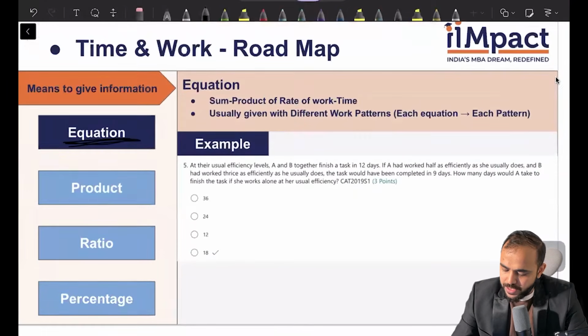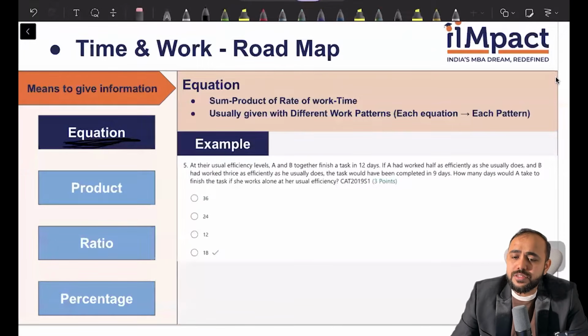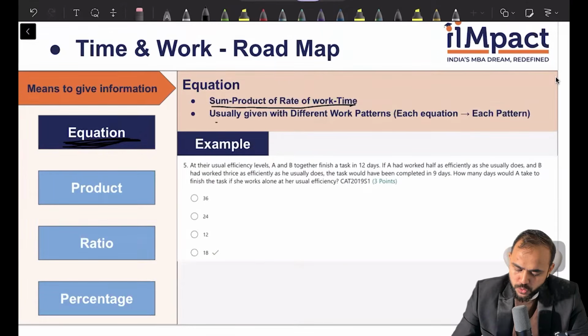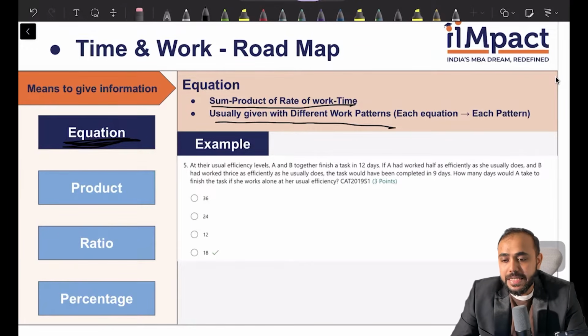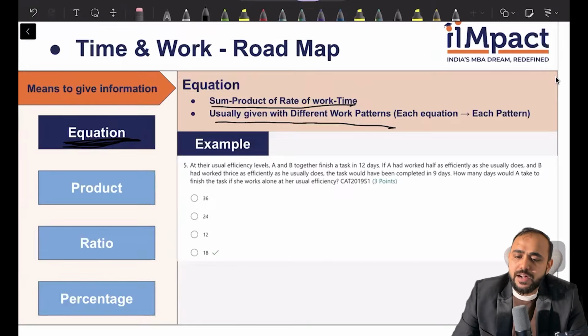The equation format of giving information is very common, and the reason for that is obviously if they give you the information as an equation, the subtext is that that particular equation is something that you will have to make. So this way they are able to expand the word problem to include even more words. This would generally include some product of rate of work or time. This is usually given with the question category of different work patterns, where each equation will refer to one pattern of doing work.